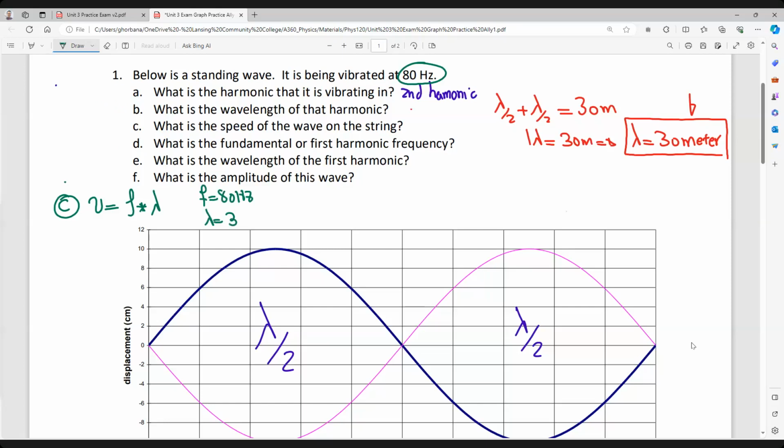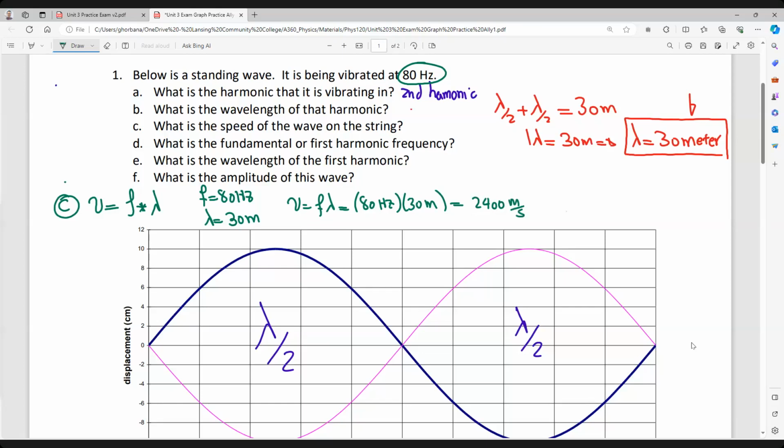It is 30 meter, okay? So what is the velocity then? The velocity is going to be frequency multiplied by lambda. What is the frequency? 80 hertz multiplied by 30 meter. When you multiply these two numbers, what will you get? Velocity. So when you calculate this, 80 times 30 is going to be 2,400. And we know that hertz is 1 over second, yes? 1 over second times meter is going to be meter per second.